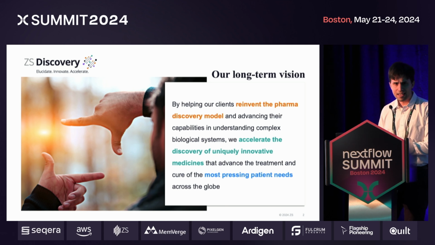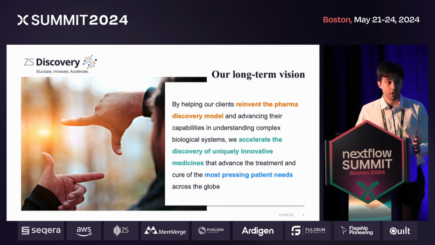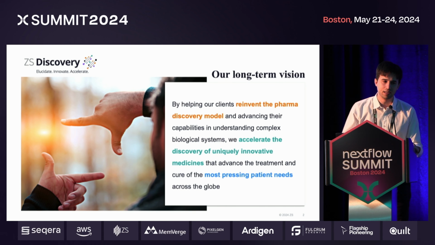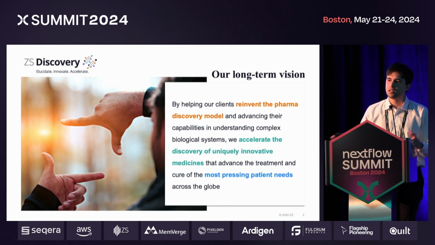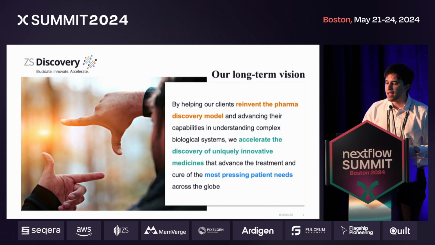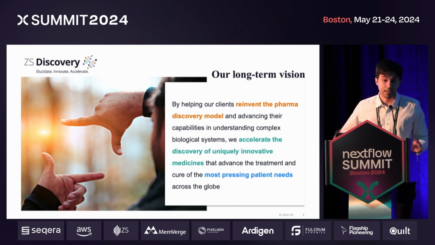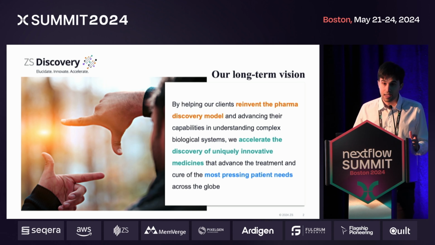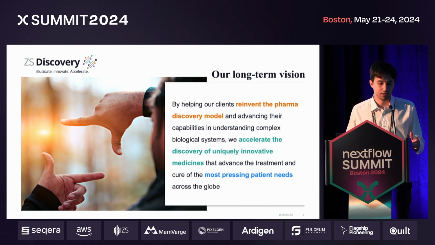ZS is a global professional services firm with more than 40 years of impact in healthcare and beyond. I am part of a group within ZS called ZS Discovery, and our focus at ZS Discovery is to work closely with the research and early discovery part of pharma and biotech, and to help them advance their R&D capabilities and successes in areas such as target discovery and data and knowledge management. We use our combined scientific and technical expertise to elucidate novel aspects of disease biology and uncover new target and therapeutic opportunities.